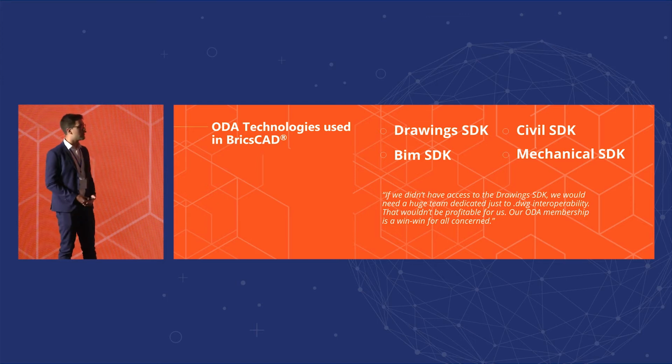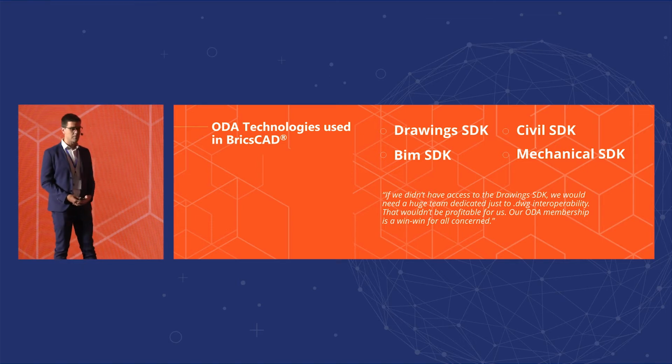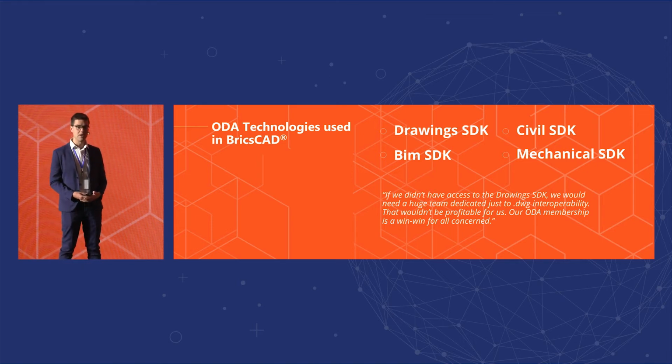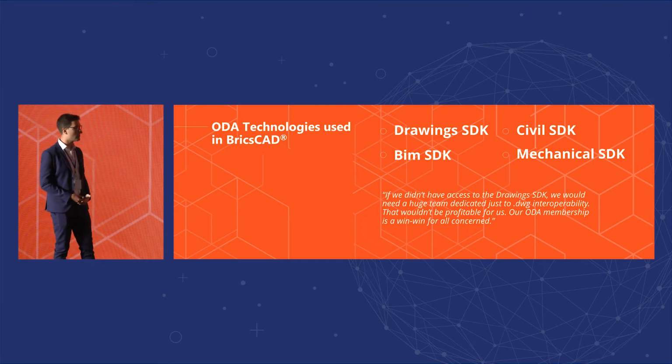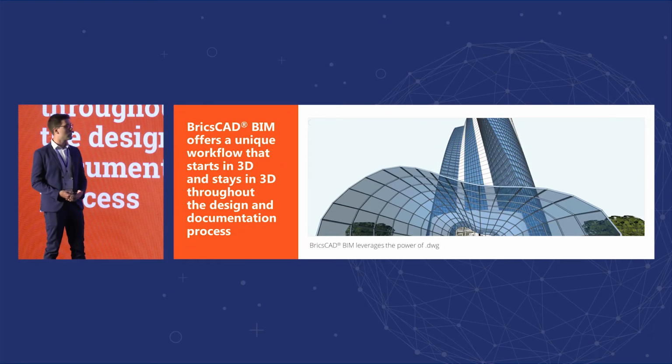And last but not least, in the BricsCAD BIM product, we also use the BIM SDK, which ensures compatibility with the RFA file format, so Revit files, and it allows our users to open and import Revit families, giving our users access to a huge library of components that can be found online, and they can be used directly in the BricsCAD BIM product.